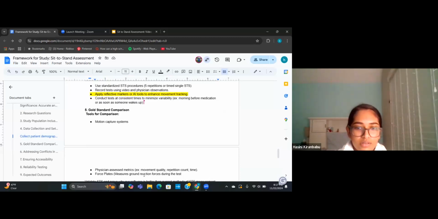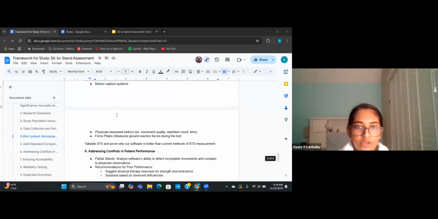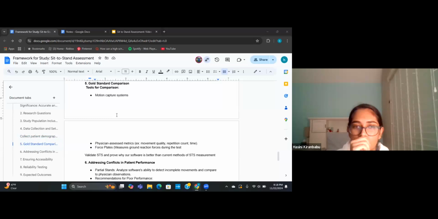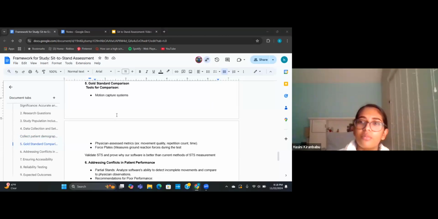Where did I leave off? We were in the gold standard comparison. So the current gold standards would be like motion capture systems. These essentially do what the software does, except it's a lot more complicated because you have these big machines doing a lot of complicated data analysis. The software that we have, I think, just simplifies it while collecting the data that's actually useful instead of just a bunch of extra stuff.